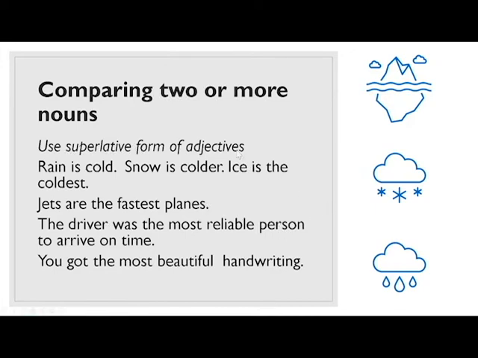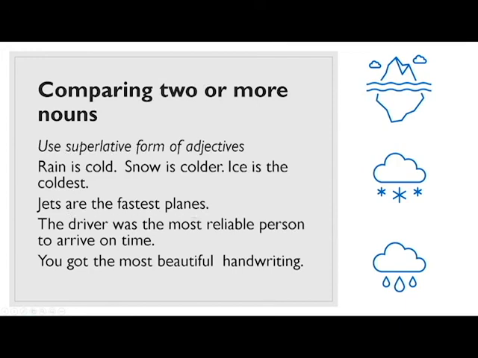Now, comparing two or more nouns. When we compare two or more nouns, we use the superlative form of an adjective to compare a group of people, or someone in a group of people, or something in a group of things. For example, here there is an example: rain is cold, snow is colder, ice is the coldest. Yes, so ice is the coldest, which is the superlative form of it.